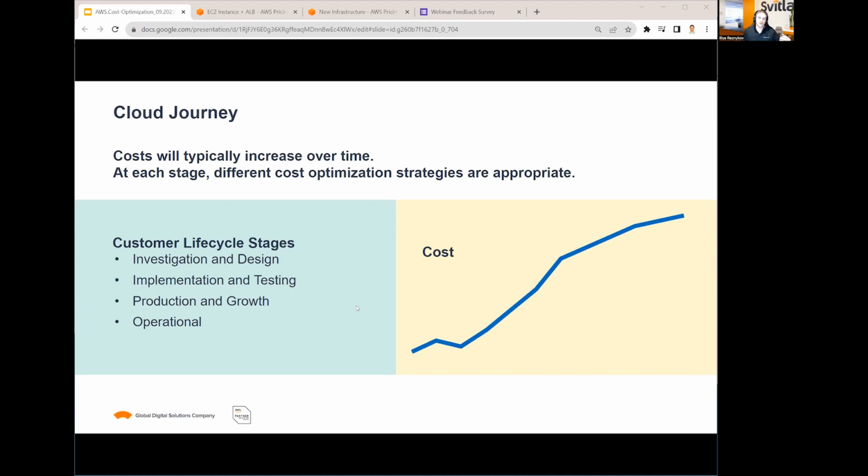After that, the second stage is implemented and tested, where more or less the solution was accepted, and we extend our infrastructure to cover our needs and try to tune it to the application or business. The third stage is production and growth, and the final one is operational. From a cost perspective, we see that the first stage is more or less on the same level, but obviously we'll have some peaks and gaps, and then the cost intensively grows. And in the latest 2 stages, this growth will not be so quick.